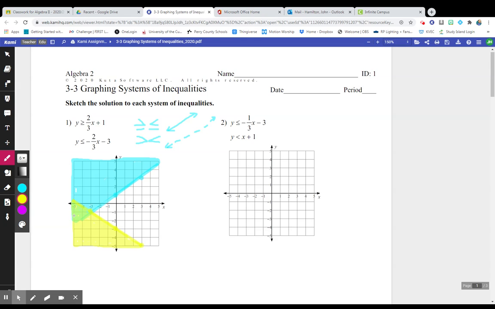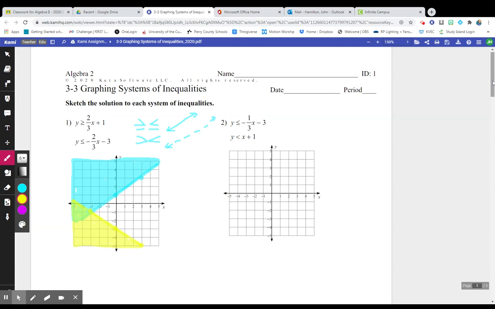Okay, so this is what I'm looking for. I'm looking for a graph that shows me both colors. And just to be honest with you, I'm going to pull up my key and see if I've got two colors mixed together in the right spot. Okay, so you're going to do this through this entire sheet.